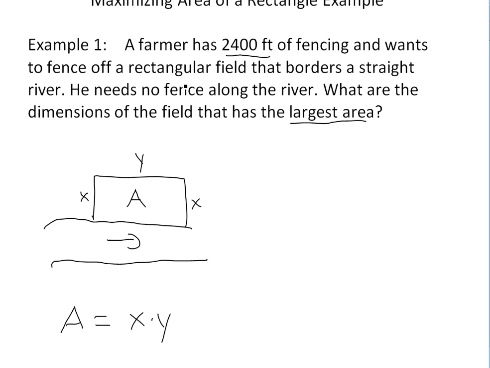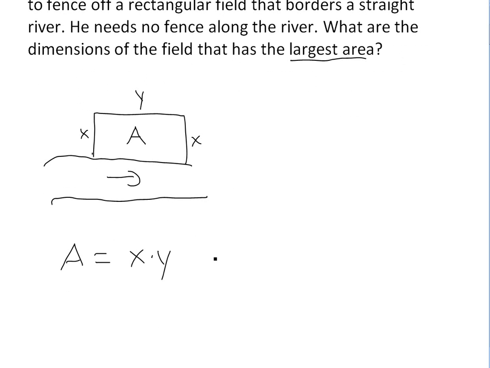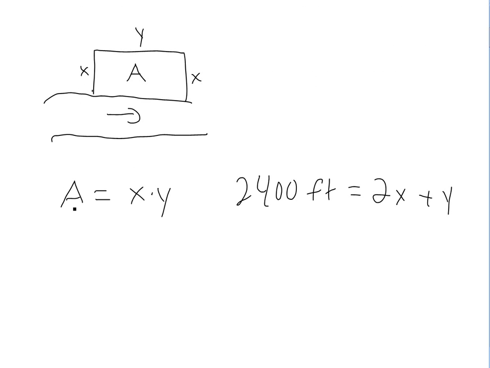But we're also given that we have 2,400 feet of fencing. This equals the length of the fence, which is 2X plus Y. Now we have A as a function of X and Y, but we can rearrange this so that Y is a function of X, and then A becomes a function of X only. Then we can use calculus to find the max.